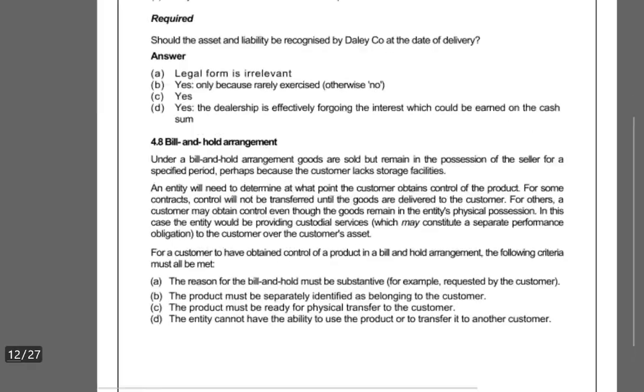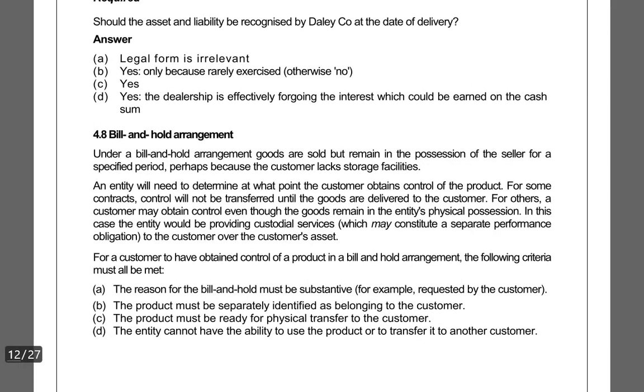So then we have this bill and hold arrangement. It means we sold the goods. We sold the goods, however, they ask us to keep the goods first. So we bill them and then we hold the goods for them. Okay, so there are two types of income here.